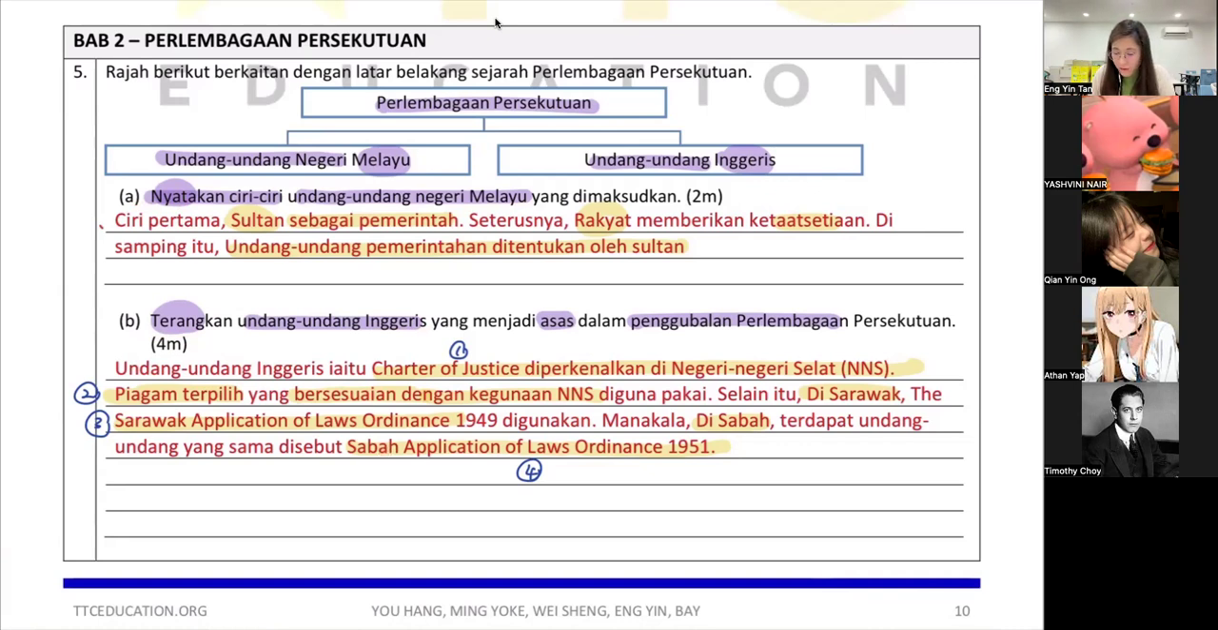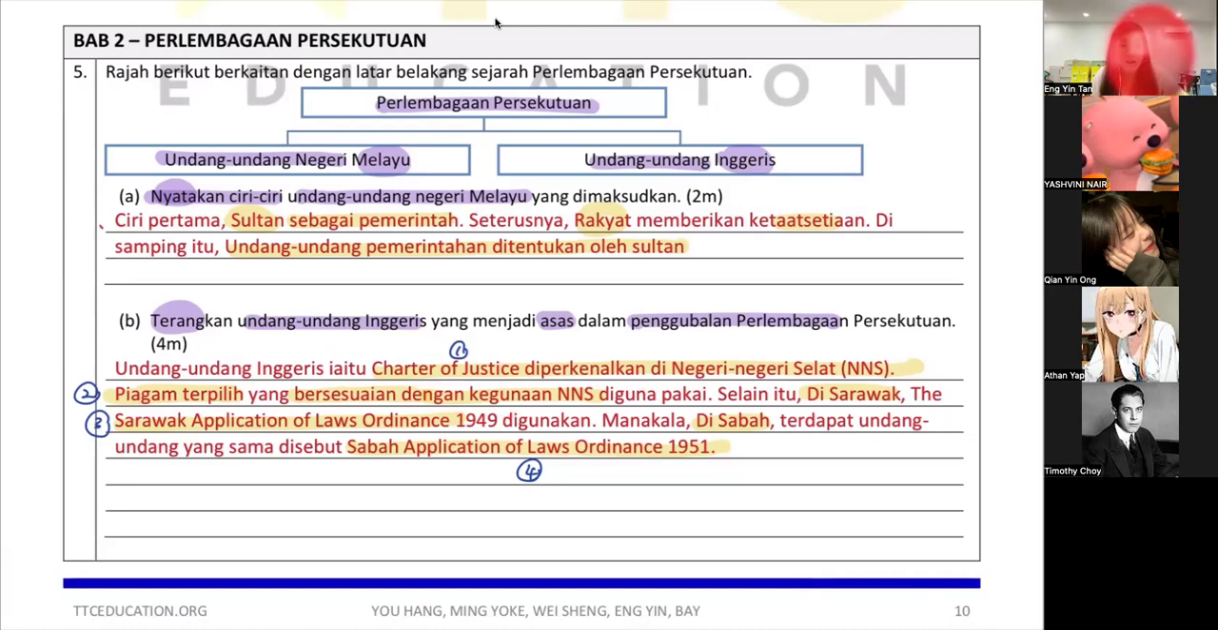Always remember, English law becomes the basis. But you must understand one thing. It's not like they copy every single law from England, the Charter of Justice. Yes, it's true they introduced the Charter of Justice at NNS, but that doesn't mean they apply every single law from England. So they will choose those that are relevant and suitable for us. Then it is applied. This is the second point.